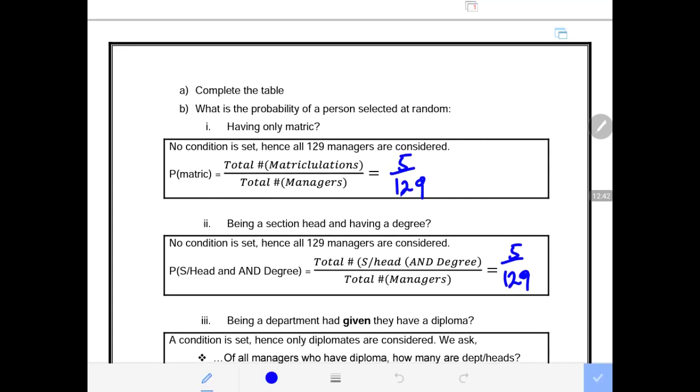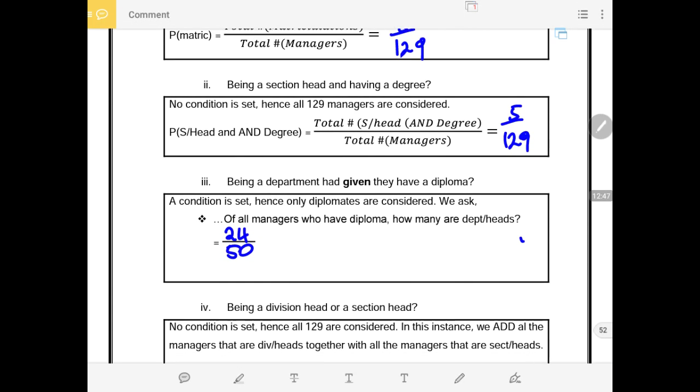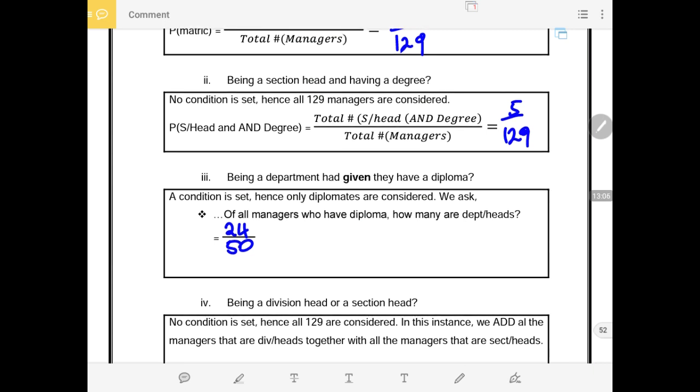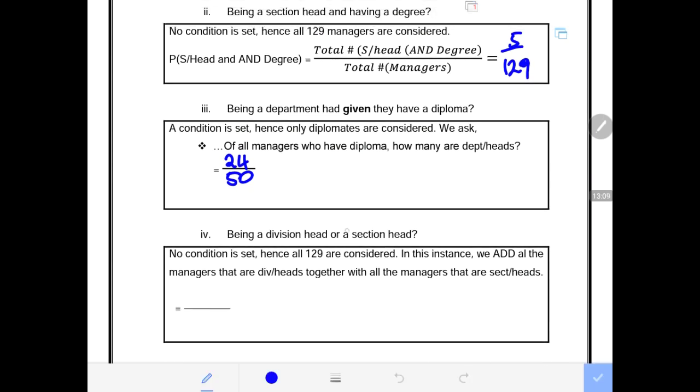What is the probability of a person selected at random being a division head or a section head? Take note, now it's "or". Being a division head or a section head. The word is very important, because at this point there will be a point of intersection. There will be a point of intersection whenever there's the word "or", most of the time.